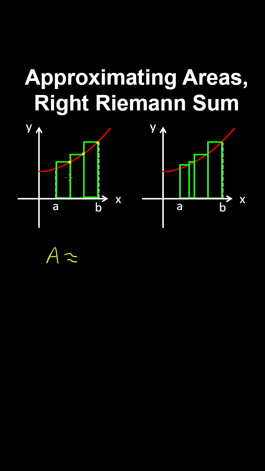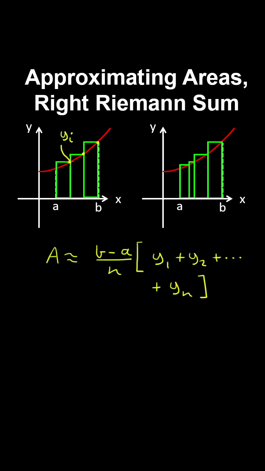So if we use rectangles of uniform width, then the width of each rectangle is b minus a on the number of rectangles. And we multiply this by the y values that touch the curve. So effectively we're summing up the area of each rectangle. So here we start with y1, and we end with yn. So as we can see, this here is the initial value, and this here is the final value where the rectangle touches the curve. And similar to the left Riemann sum, we can use non-uniform partitions and multiply each individual y value by a different width.